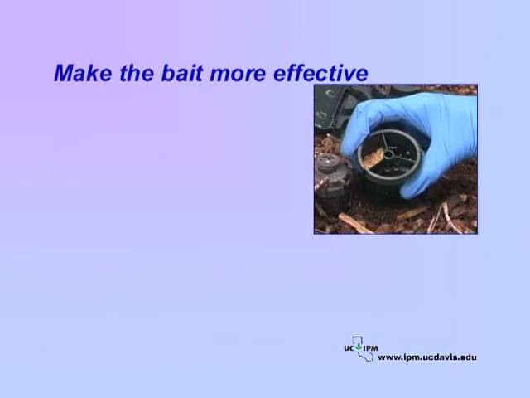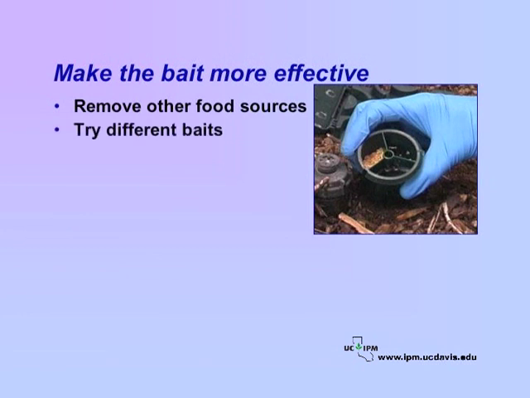Baits should be used in an integrated program that includes other methods such as sanitation. Baits will only be effective if ants are attracted to them. To ensure that ants will find the bait, remove all other nearby attractive food sources. Try different active ingredients and formulations in each bait station to enhance success.